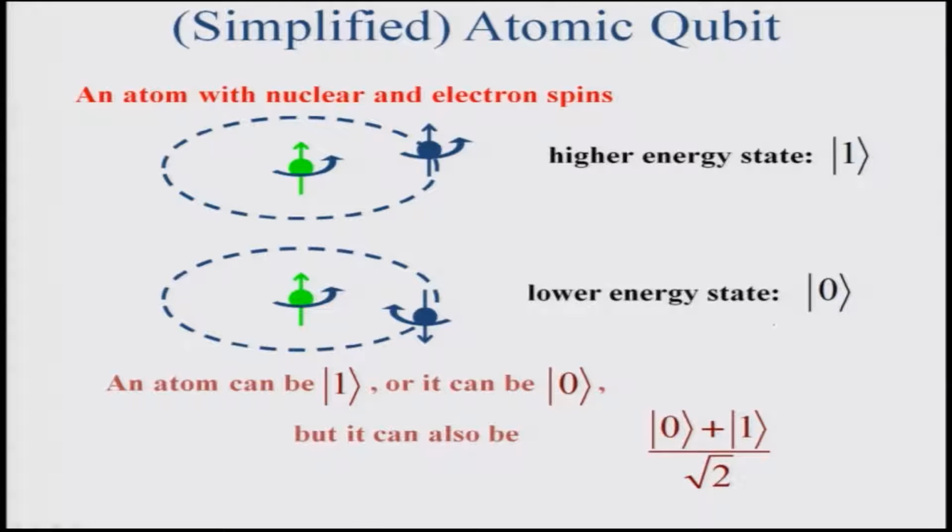So the lower energy state would have a condition when the spin of the electron is opposite to that of the nucleus, whereas if they are of the same kind, then it will have a higher energy state. In any particular case, an atom can be either in 1 or 0, but it can also be in a superposition of the two states.